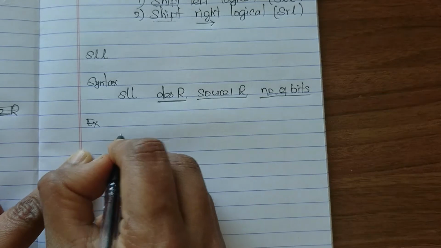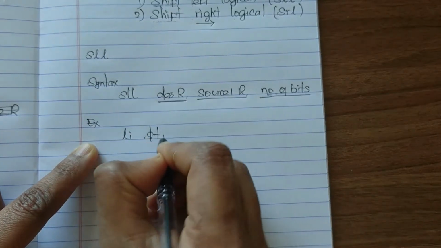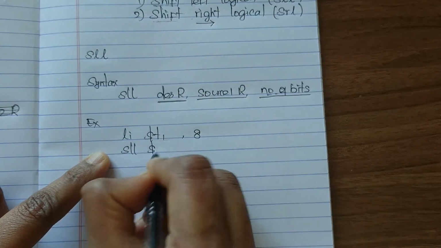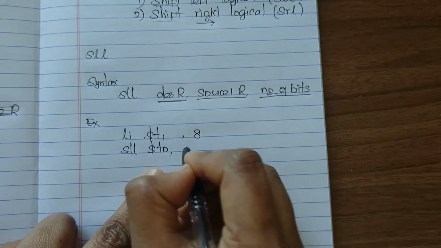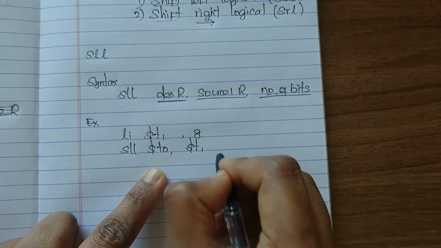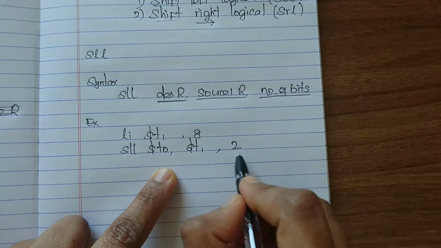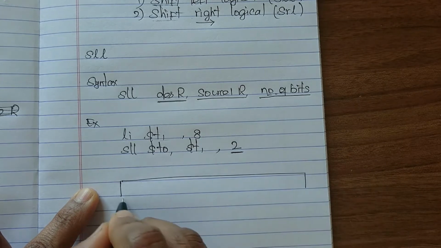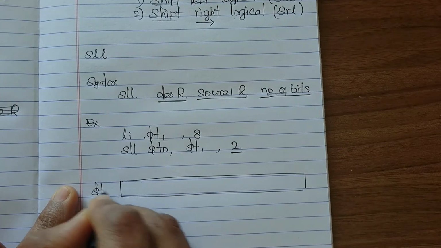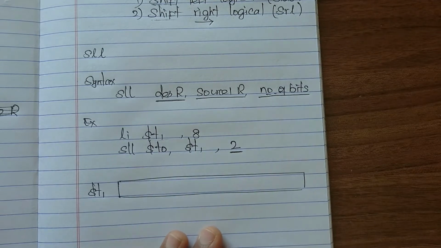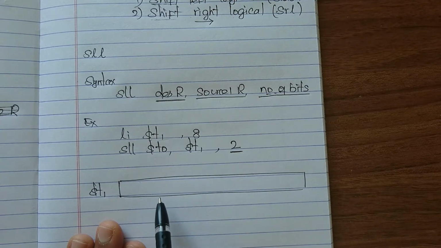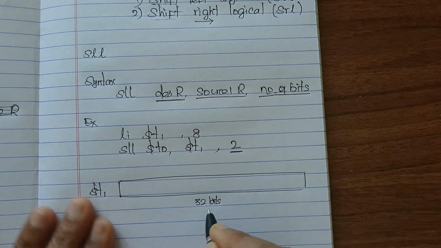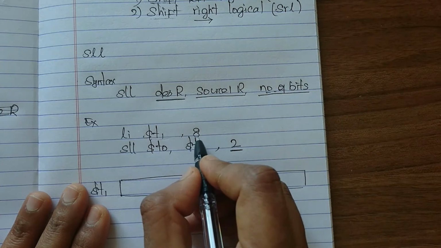Let's assume that you have a register, say T1, which contains a value, for example 8. Then I'm going to have the shift left logical. I want the result in T0 and the source register is T1. I want to shift 2 bits. Basically, all the content of a register in MIPS is 32 bits. So the content of T1 is 8.